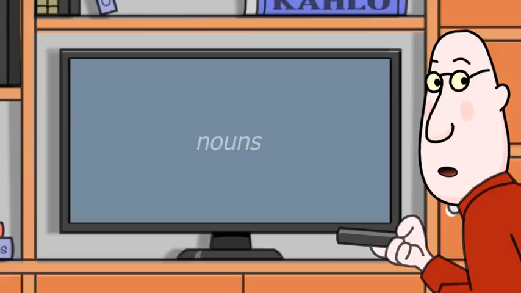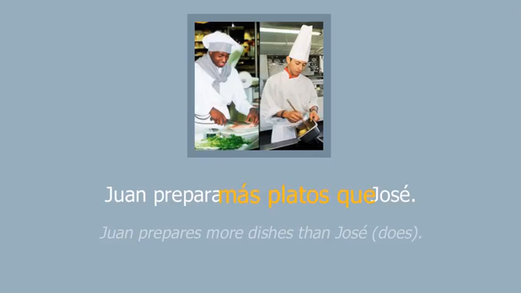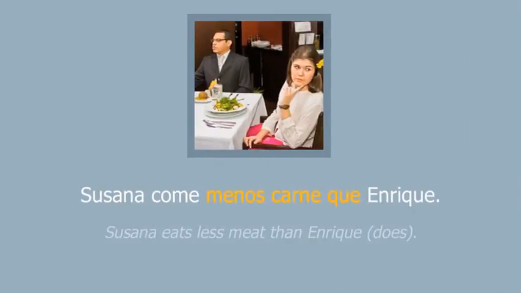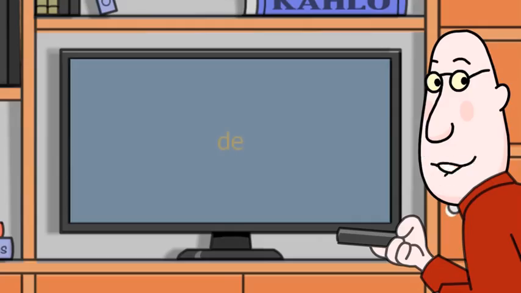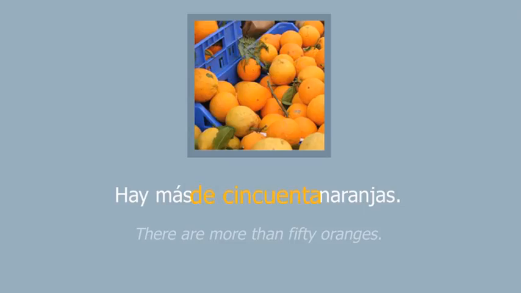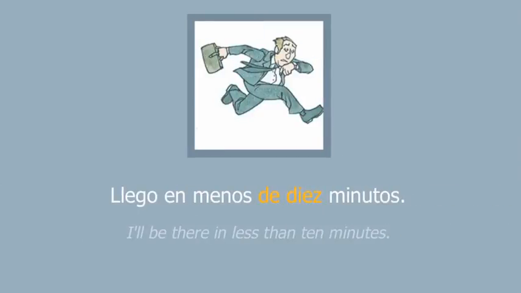Now let's look at two comparisons with nouns. Juan prepara más platos que José. Susana come menos carne que Enrique. If a comparison includes a number, you use de before the number instead of que. Hay más de 50 naranjas. Llego en menos de 10 minutos.